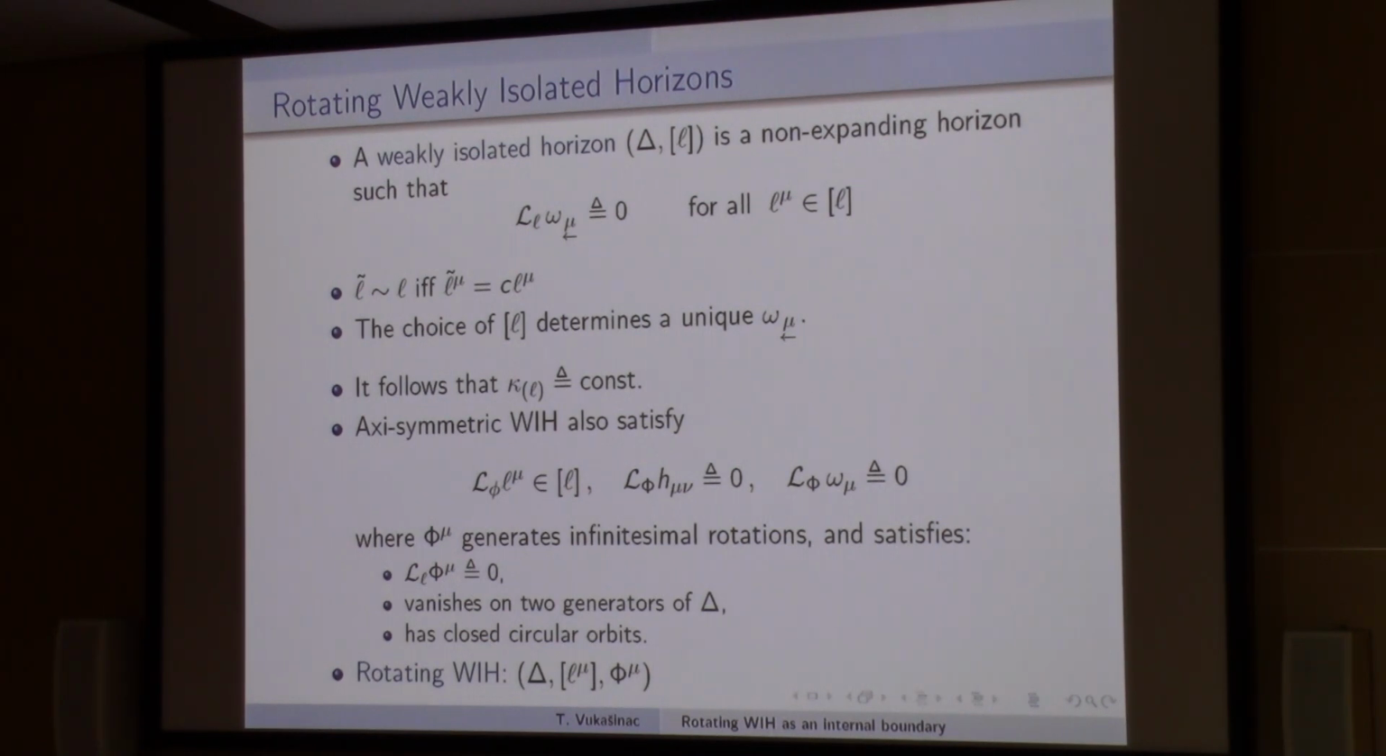So we have an additional vector field on the horizon that generates rotations. And in order to be a symmetry of the horizon, it should satisfy these conditions that I put here. So a rotating isolated horizon would be like a non-expanding hypersurface whose expansion equals 0, equipped with this class of null normals, and with a fixed generator of rotation.